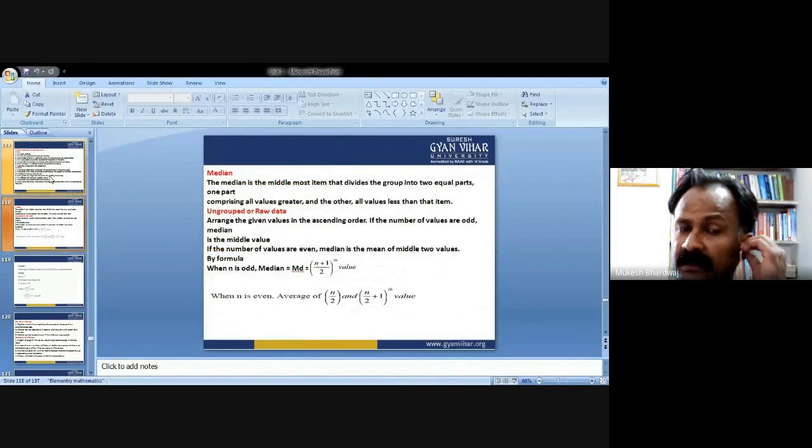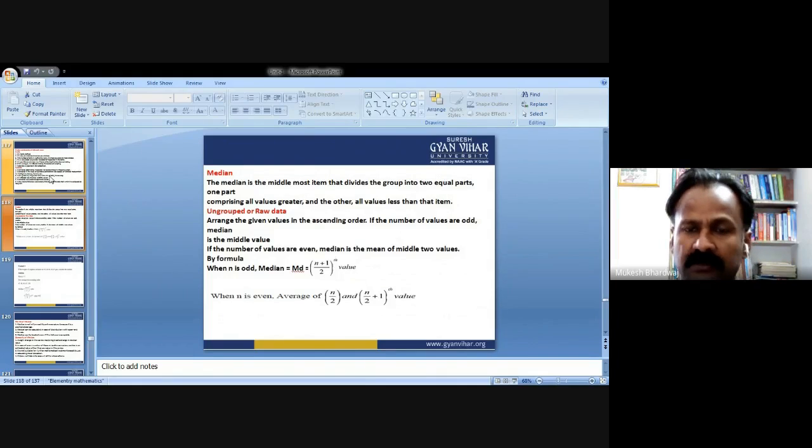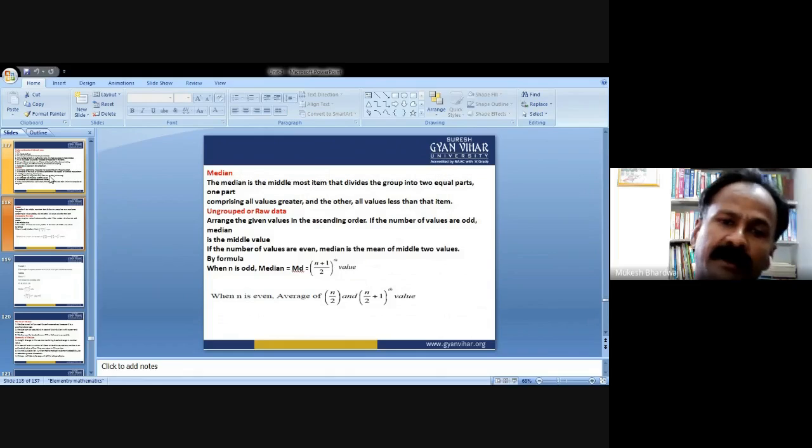Now, the second simple average is the median. The median, as the name means, is the middlemost item. The median is the middlemost item that divides the group into two equal parts, one part comprising all values greater and the other all values lesser than that item. So one thing is very clear: whatever the data provided to you, first you need to arrange that data in ascending or descending order. After that, we choose the middle value among the given data, which breaks the whole data into two groups. One part comprises all values greater and the other part all values lesser than that item.